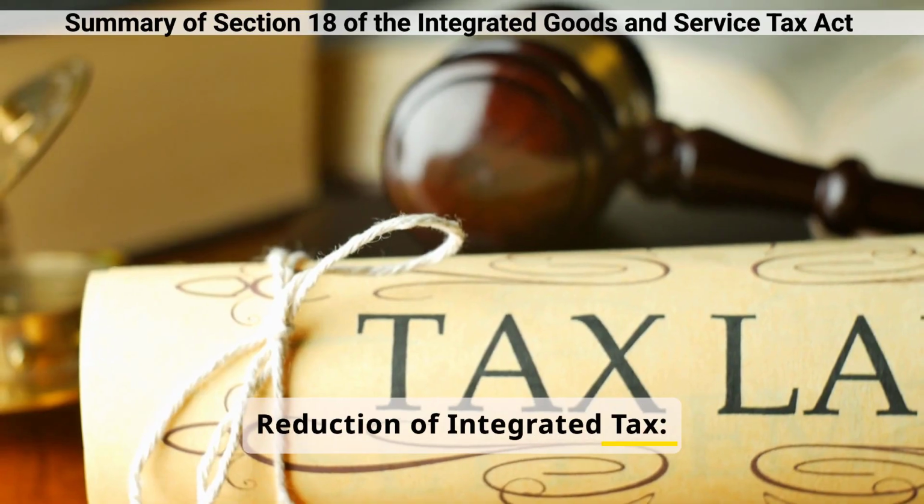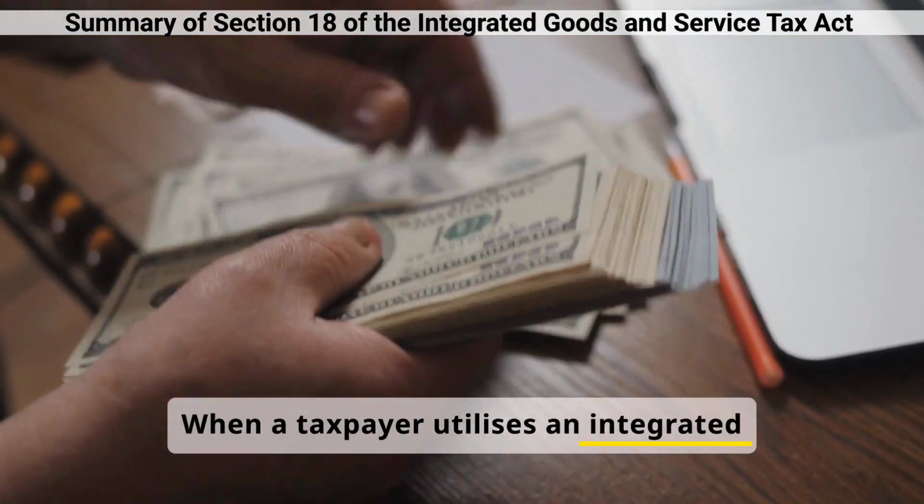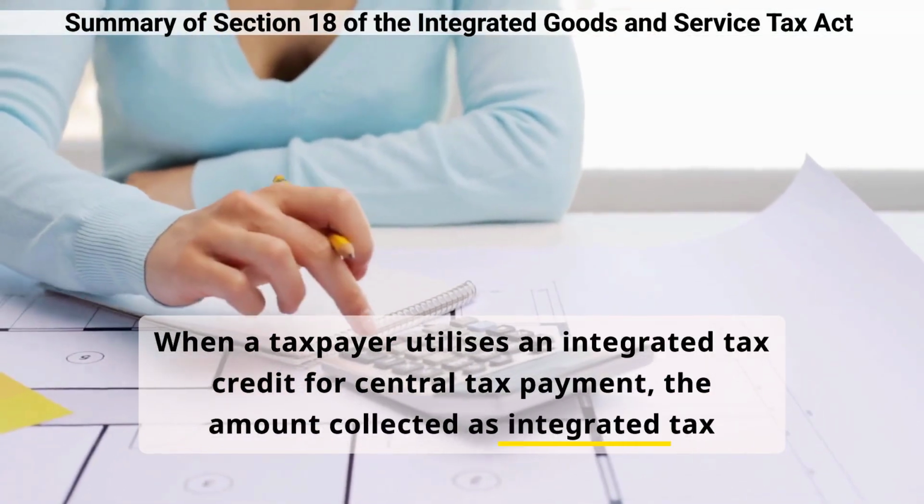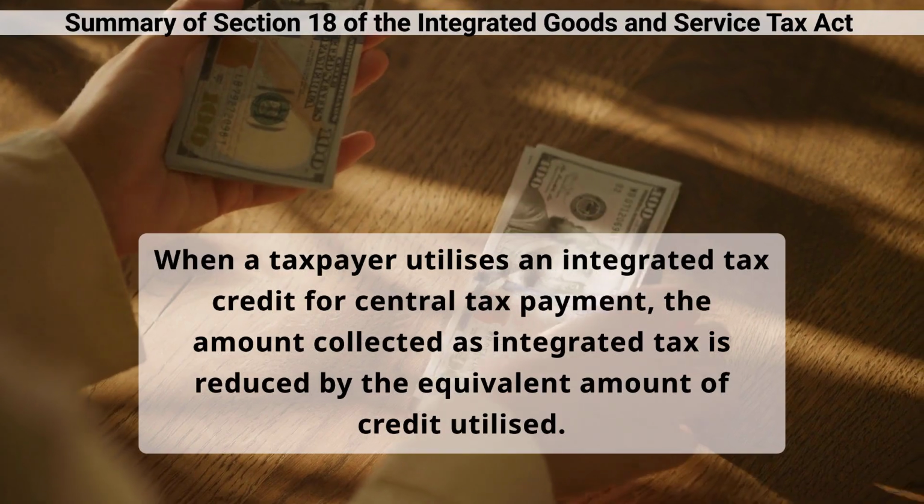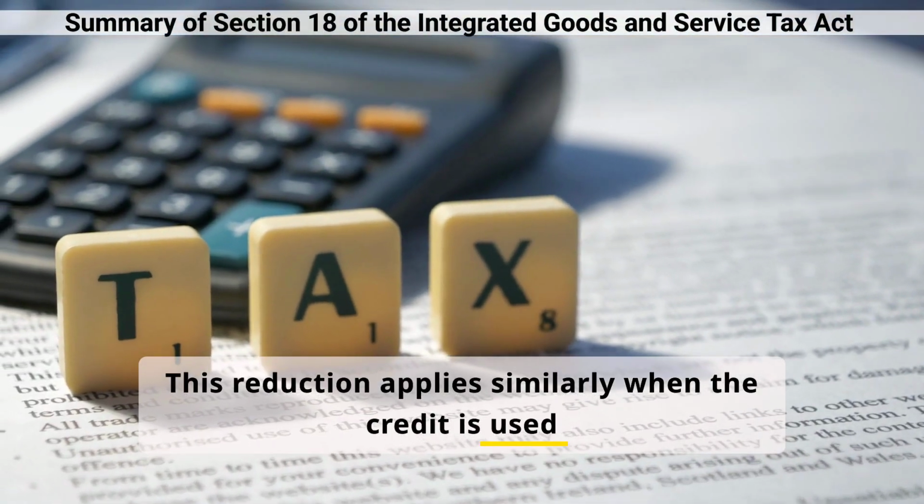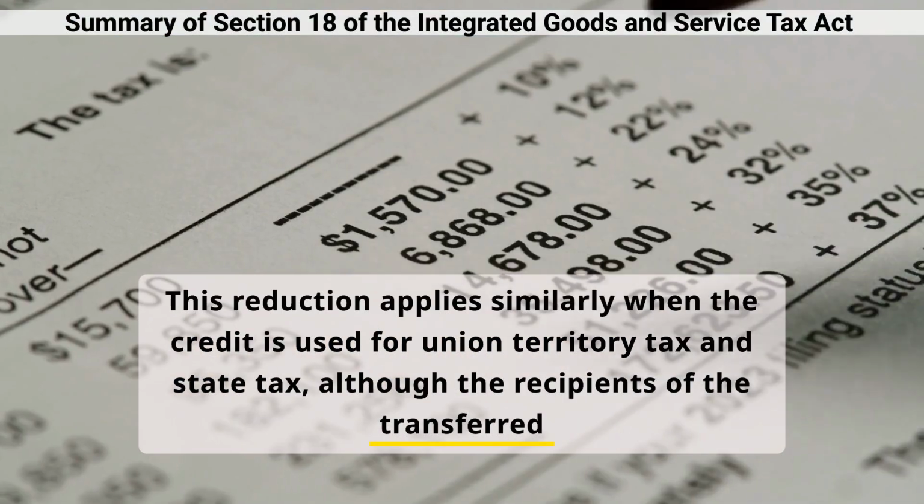Reduction of integrated tax. When a taxpayer utilizes an integrated tax credit for central tax payment, the amount collected as integrated tax is reduced by the equivalent amount of credit utilized. This reduction applies similarly when the credit is used for union territory tax and state tax, although the recipients of the transferred funds differ.